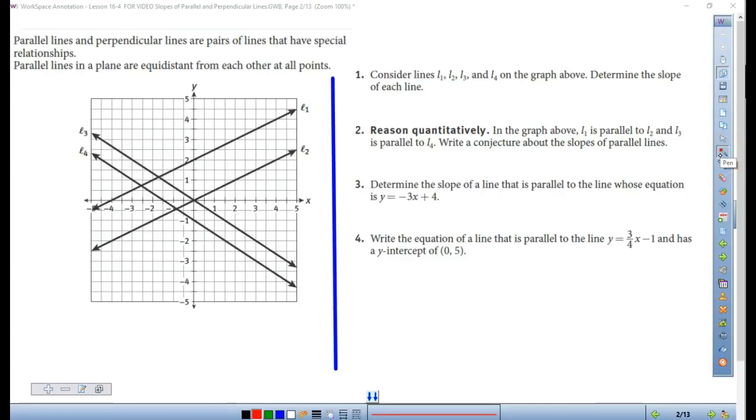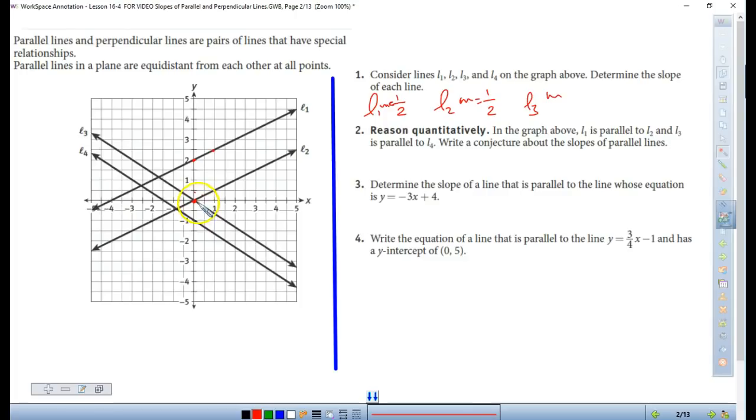Sometimes the easiest way to do that is to start at the y-intercept. So if I look at L1 and I'm reading from left to right, it looks like it goes up 1 over 2. So the rise over run for L1 is up 1 over 2, or the slope is 1/2. For L2, m equals, if we look at line 2 here, it starts on the origin, also goes up 1 over 2, so 1/2.